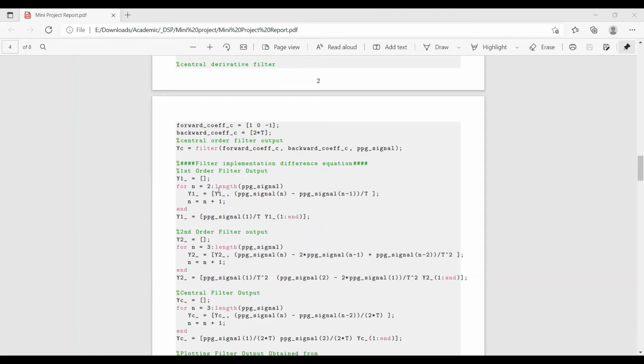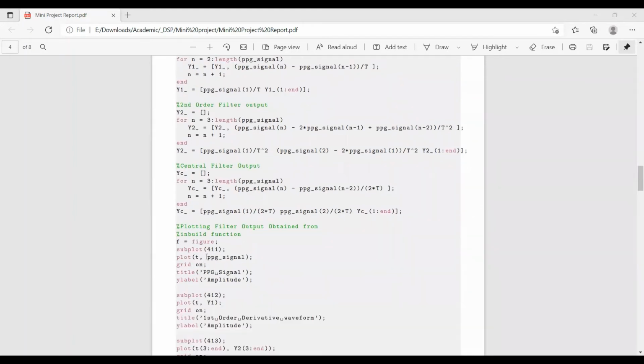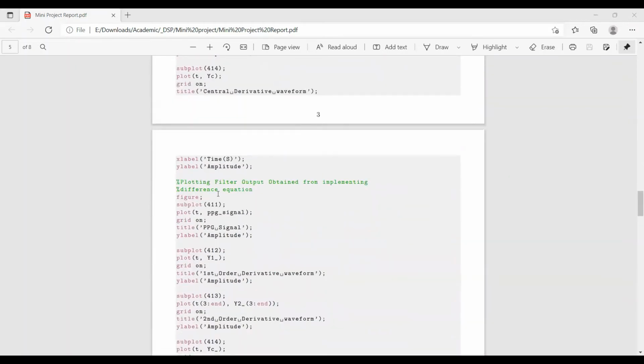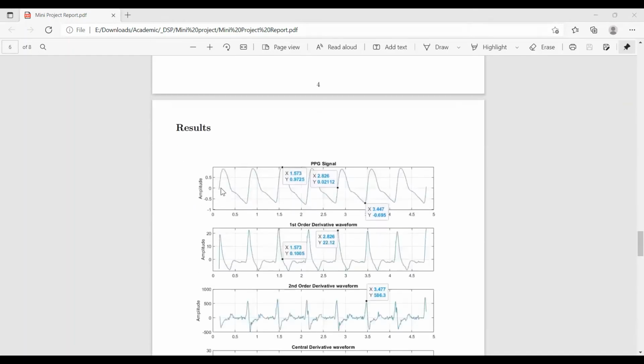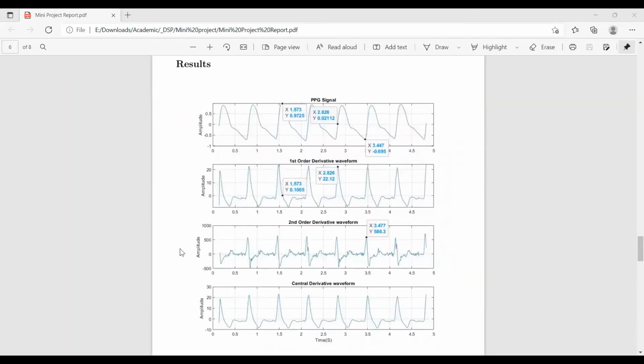And here I have implemented the iterative process, finding the output iteratively. For first order, second order, and central derivative filters, I have obtained the outputs and plotted the outputs obtained from the inbuilt function and the outputs obtained from implementing the difference equation using for loops, and cross checked that both are the same. So we can conclude that finally we got this plot. If we observe this plot, here we have the original input PPG signal, and then the first order derivative waveform, second order derivative, and the central derivative waveform.